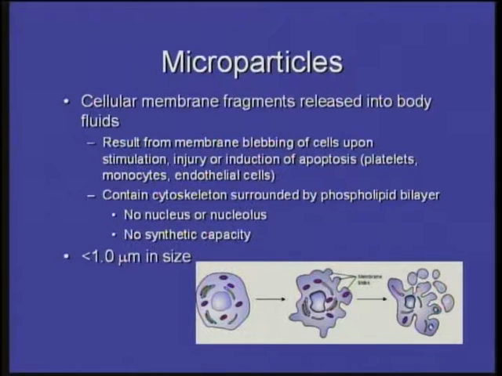So we're trying to figure out, how could this be? What is the circulating form of tissue factor? And so the question is, maybe it's microparticles. So what are these things? Well, they're cellular membrane fragments that are released into body fluids.